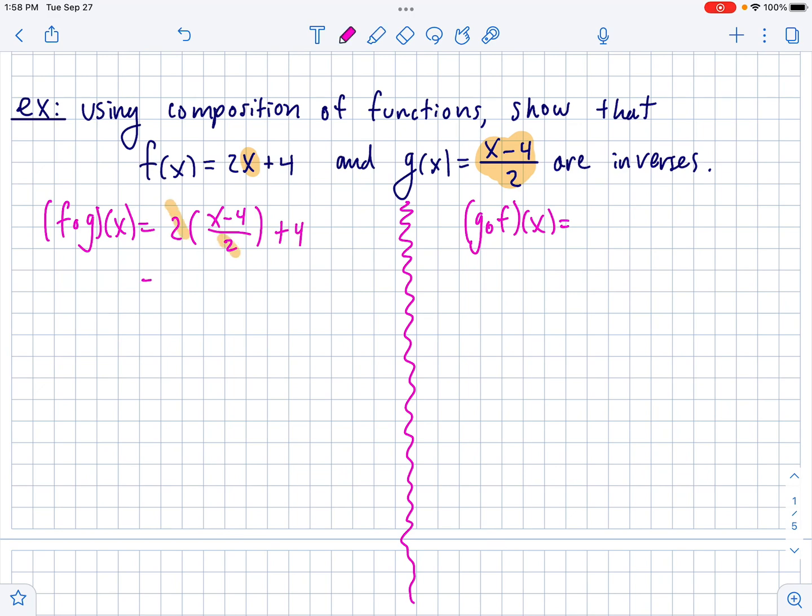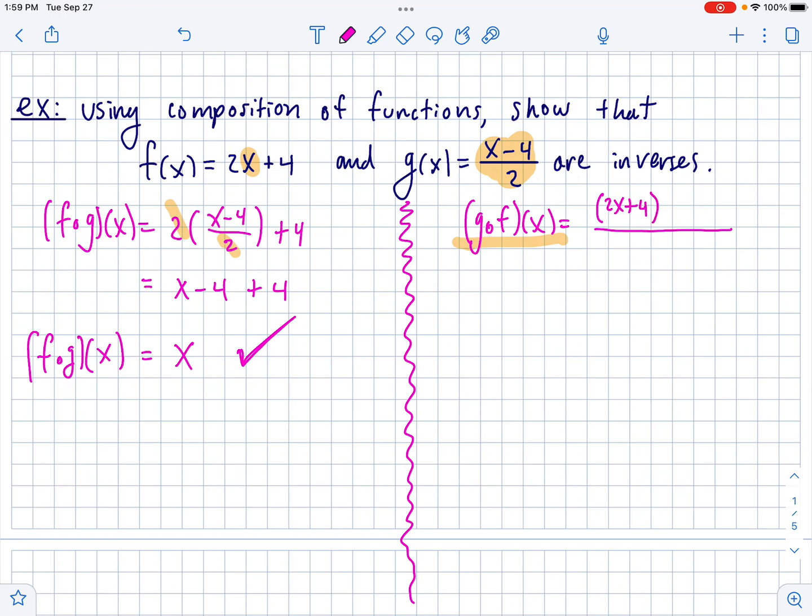Then this 2 and this 2 cancel each other out. So we get x minus 4 plus 4. And then the minus 4 and plus 4 cancel each other out and we get just x. So f of g of x is equal to x. That's a good sign because that should happen when f and g are inverses of each other. But it's not enough just to check one direction. We also need to check g of f of x. That means taking f of x and putting it into g.